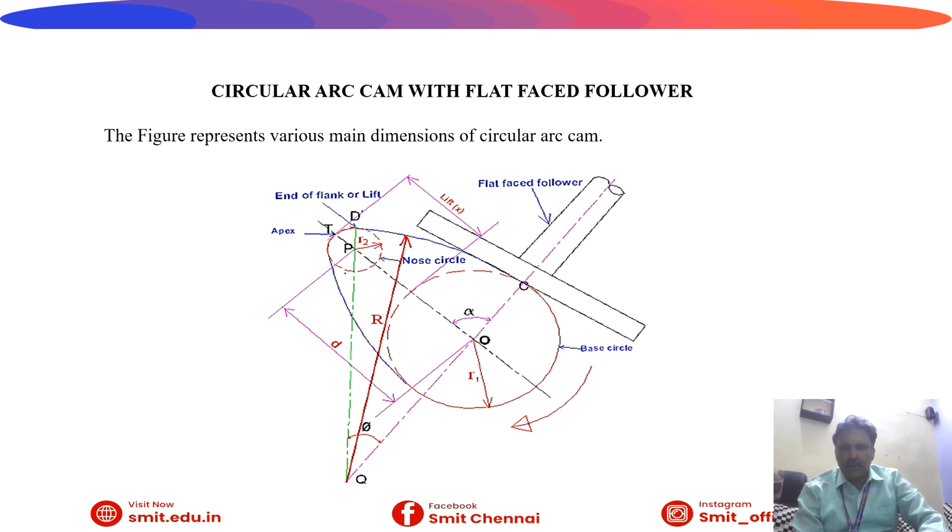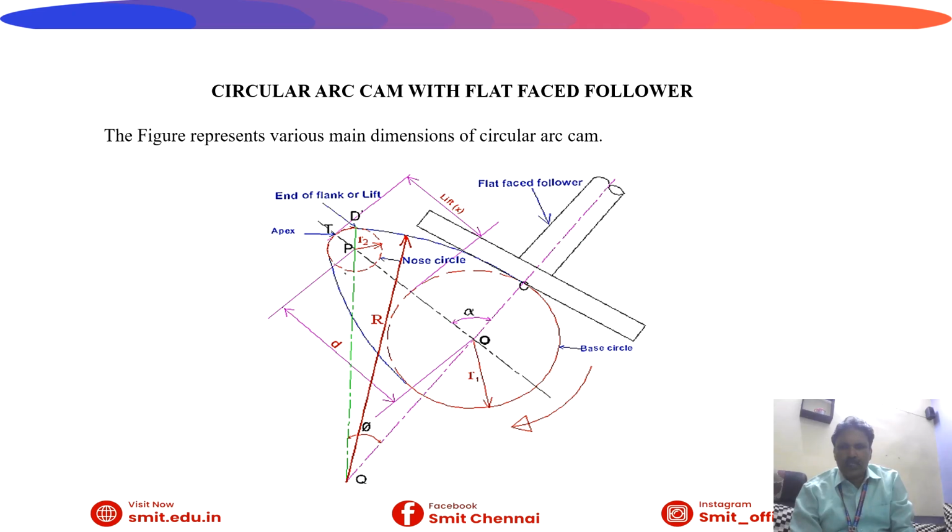When the lifting occurs, at the starting part of the circular flank, whenever the follower is touching the circular flank and moving towards the starting part of the nose, the follower will be raised gradually. When it is touching the end part of the apex, that is the nose part, at that time the follower will reach the extreme position.